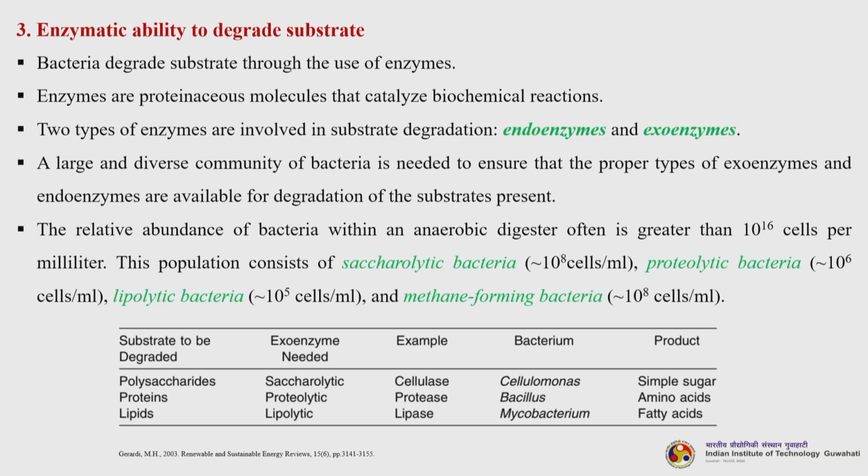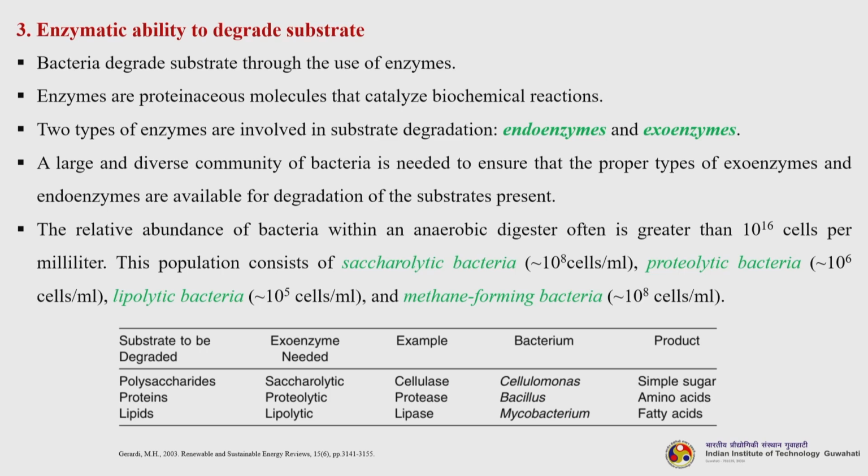The relative abundance of bacteria within an anaerobic digester often is greater than 10 to the power of 16 cells per milliliter. This population consists of saccharolytic bacteria, proteolytic bacteria, lipolytic bacteria and methane forming bacteria. So, the table below gives an understanding about the substrates to be degraded, the different types of exoenzyme that are required, and examples.